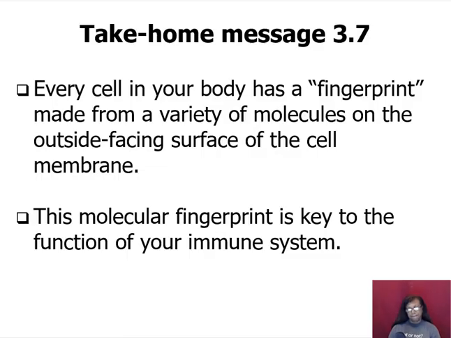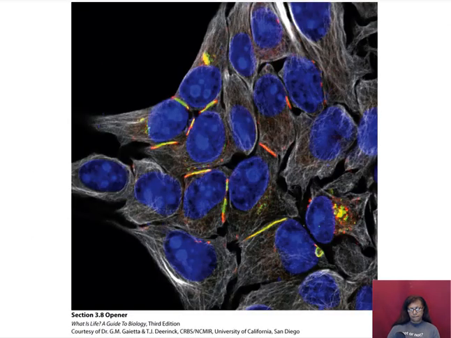So the take home: every cell in your body has a fingerprint. That's the major histocompatibility complex, and it's made of a variety of molecules on the outside-facing surface of the cell membrane. This molecular fingerprint is the key to the function of your immune system, to recognizing you. Okay.